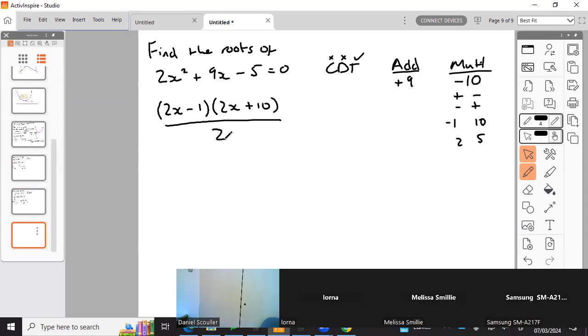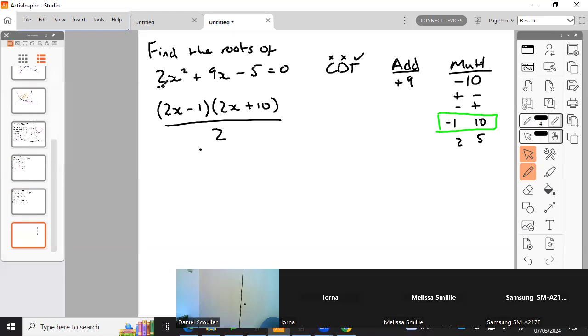If none of this is ringing true with you, go back and look at when we did this in factorisation. Okay, so we take that 2x minus 1 over, put it in a bracket. We have 2x plus 10 in the bracket, and then we're dividing that by the number in front of the x squared term. Now I need to simplify these brackets as much as I can.